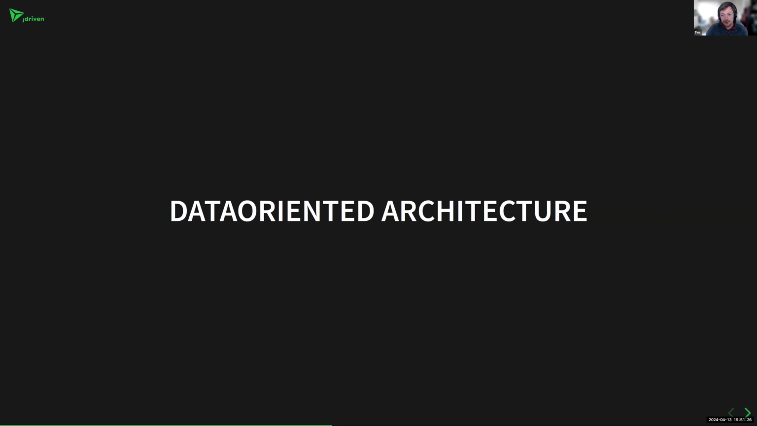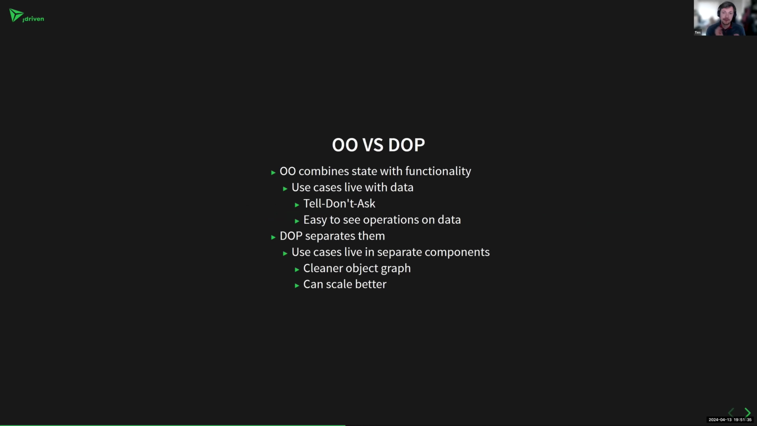So aside from performance, data-oriented programming also affects the architecture. So let's see how we would design something in object-oriented programming versus the data-oriented programming way. In object-oriented programming, all the use cases live together with the data. As we saw, we have this tell, don't ask principle, where our car would have a method setView. And this makes it very easy to see what operations are available on that data. In data-oriented programming, we don't care about the class. We only care about the data. And therefore, use cases will live in separate components. And so they won't be directly connected to that data, which does give a cleaner object graph and can scale better.